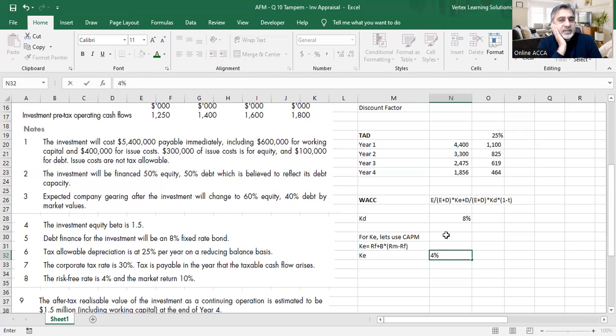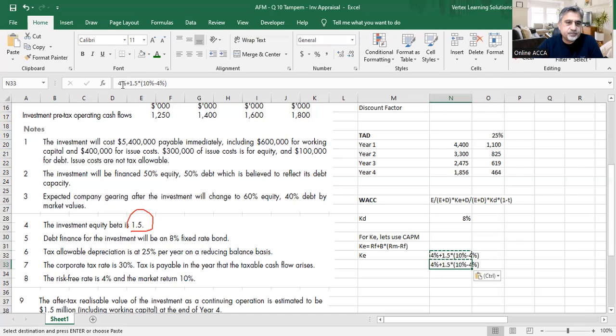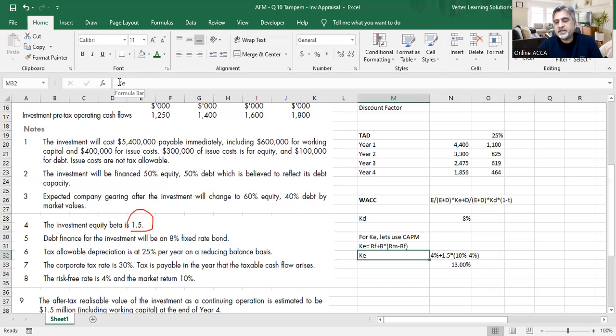You can write 0.04 or 4%, whatever you wish, plus your beta. Beta for this particular project is given as 1.5. I have taken it from here. This project has a beta of 1.5, multiplied by RM, which is given in the question as 10%, minus 4%. If I now put an equals sign, it gives me 13%.